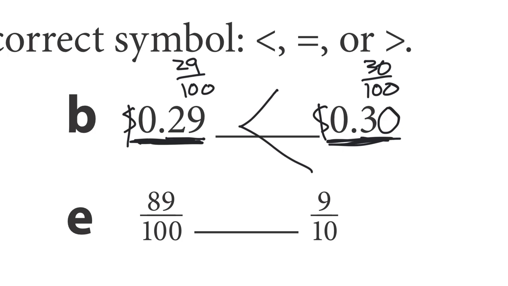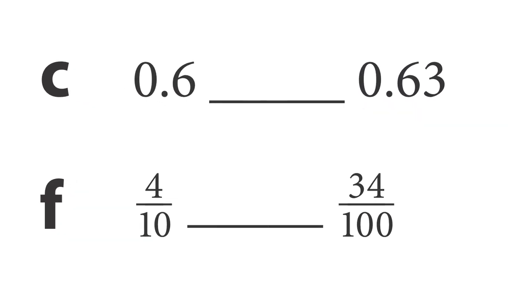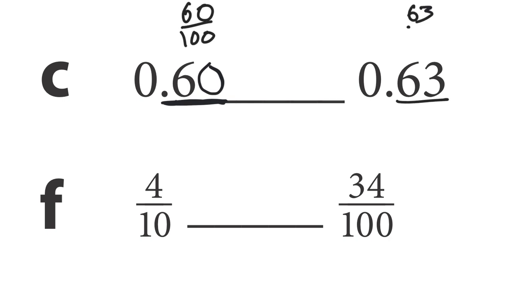If I'm going fast, you can always pause, okay? Same thing here. I don't like that there's not 2 digits here. So I'm going to add a 0 so that I have 60 hundredths. And then what do I have here? 63 hundredths. If I compare them, I know that 63 is more than 60.